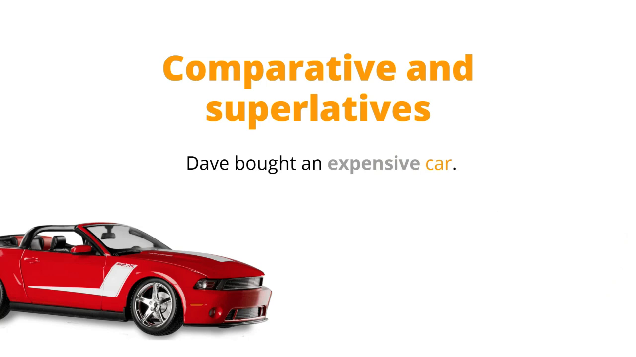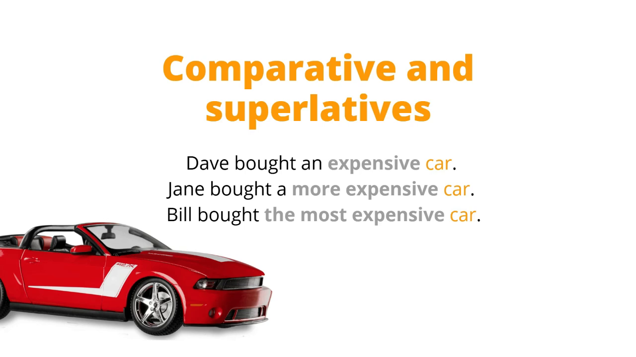Now sometimes we have adjectives with more than two syllables, like this expensive, you'll see has three syllables. So what can we do with this one? Dave bought an expensive car. Jane bought a more expensive car. So the comparative we make by adding more. And then Bill bought the most expensive car. That is the superlative. So when we've got these longer adjectives, we add more and the most to make comparatives and superlatives.